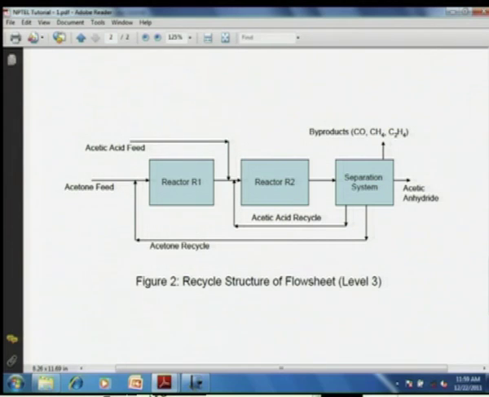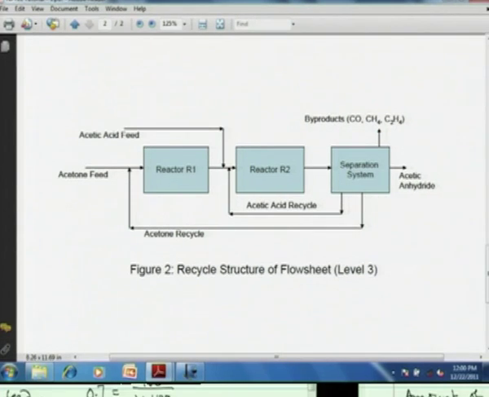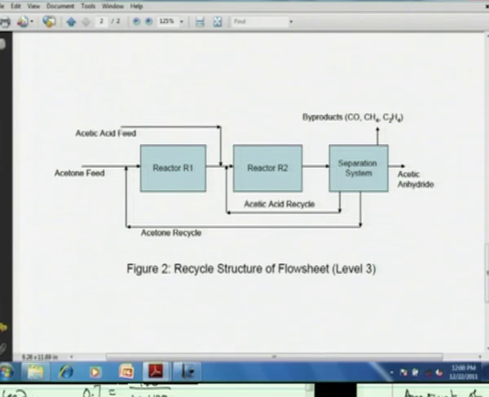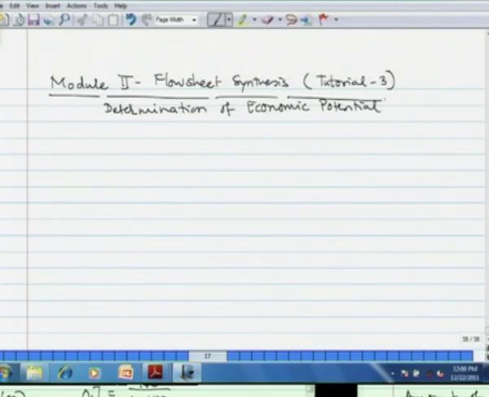The acetic acid recycle will go at the inlet of reactor 2 and the acetone recycle stream will go at the inlet of reactor 1. So, this is a simple recycle structure that we can generate from the basic chemistry that is given, or the basic process considerations. We start with our calculations. First, the material balance at input-output structure of the flow sheet, or the level 2.